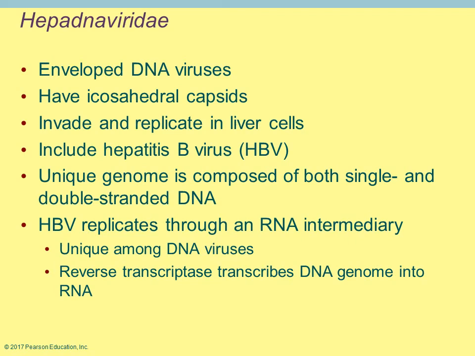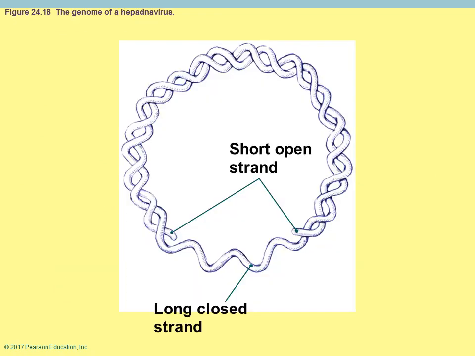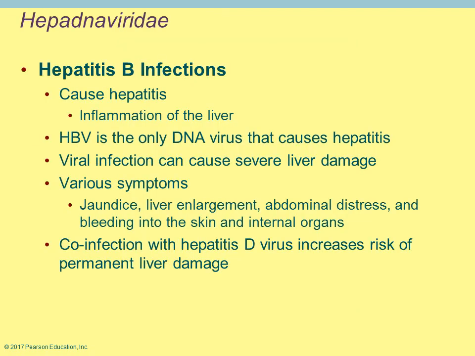Hepatitis, there are several different types of hepatitis virus, and hepatitis B is the one that is a DNA virus. So this is showing that it has a long strand and a short strand. Hepatitis B does cause hepatitis, which is inflammation of the liver. It's the only DNA virus that can cause that. As we'll see later, there are several RNA viruses that can cause it, but hepatitis B is the only DNA virus. Can cause severe liver damage.